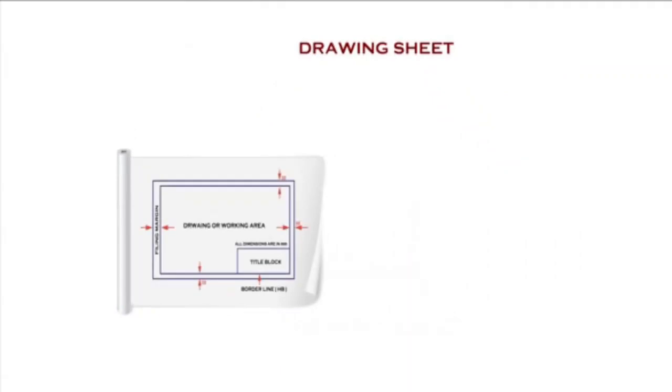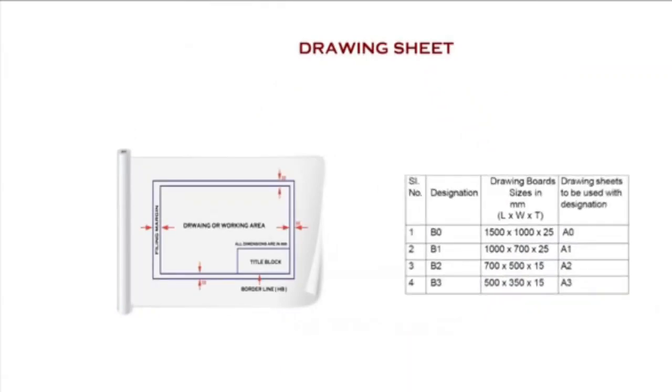Clear about the drawing board? Now we will move towards the drawing sheets. The drawing sheet is used to draw the engineering drawing, in which we draw the layout, give the dimensions, and give the notations for the parts.